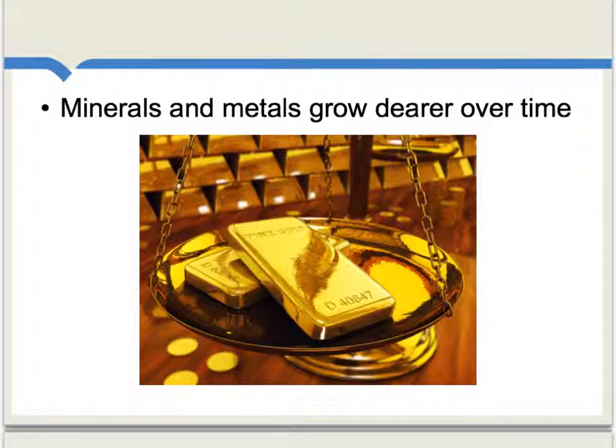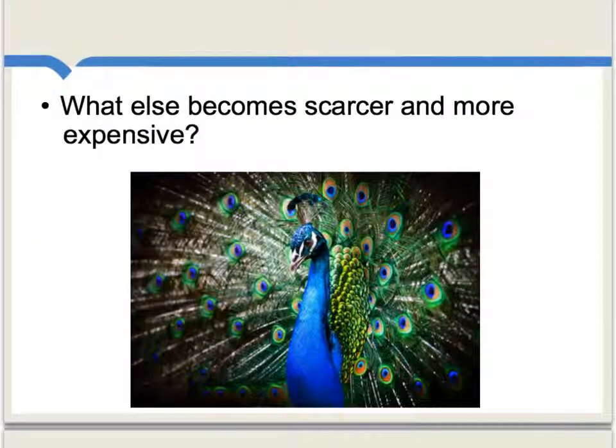Smith now returns to his underlying question of which relative prices will tend to go up or down over time, and he makes the claim that minerals and precious metals, and metals in general, tend to grow dearer over time precisely because they're relatively hard to get out of the ground. He asks the question then, well, what else becomes scarcer and thus more expensive with the progress of economic growth? His first example I find an unusual one, a surprising one, and he cites rare birds.